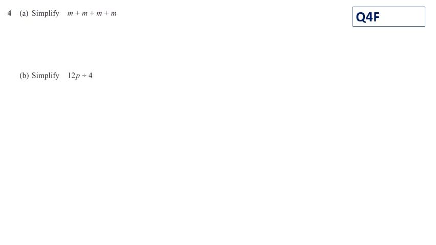Okay, so question 4a, simplify m plus m plus m plus m. Here I'm adding 4 lots of m. If I'm adding 4 lots of m, that's 4m. Question B, simplify 12p divided by 4. That's this 12 divided by 4, which is 3, and that's 3 lots of p.